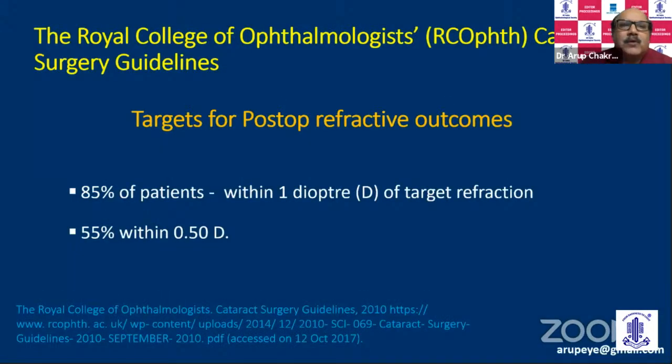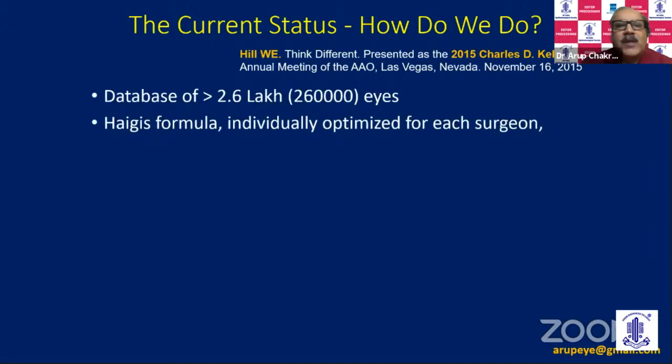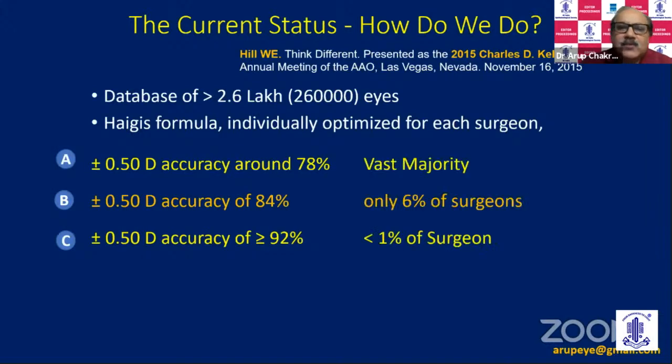If you look at the Royal College of Ophthalmologists cataract surgery guidelines, it says that 85% of the patients should be within 1 diopter of target refraction and 55% within 0.5 diopter. But I think we need to go beyond that. And at this stage, I'd like to refer to the presentation made by Dr. Warren Hill, the Charles D. Kelman lecture at the AAO meeting in 2015, where he presented results from his database of more than 2.6 lakh eyes, which were worked out with the Haigis formula, triple optimized for each surgeon. And the results are pretty interesting.